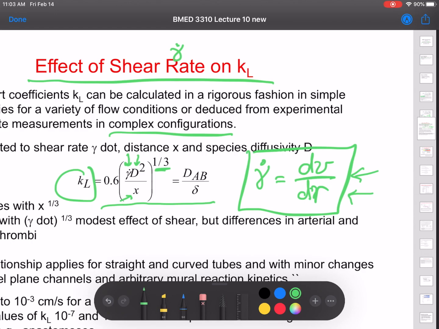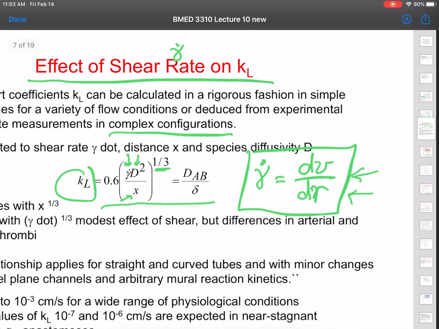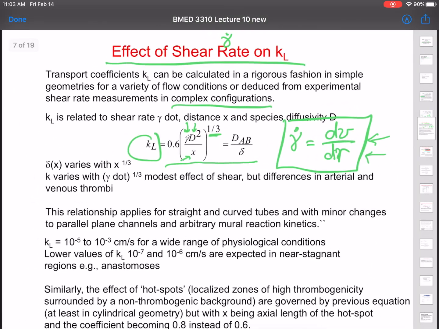It's harder to do this when we're drawing on slides, but we're going to talk a lot more about shear rate in fluid mechanics, so that's coming up. So if you're going, oh no, what's shear rate? We haven't talked about that before. You are correct. We have not.